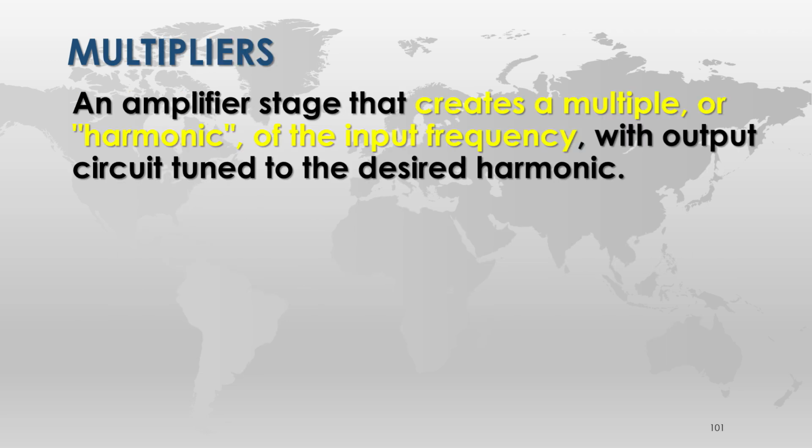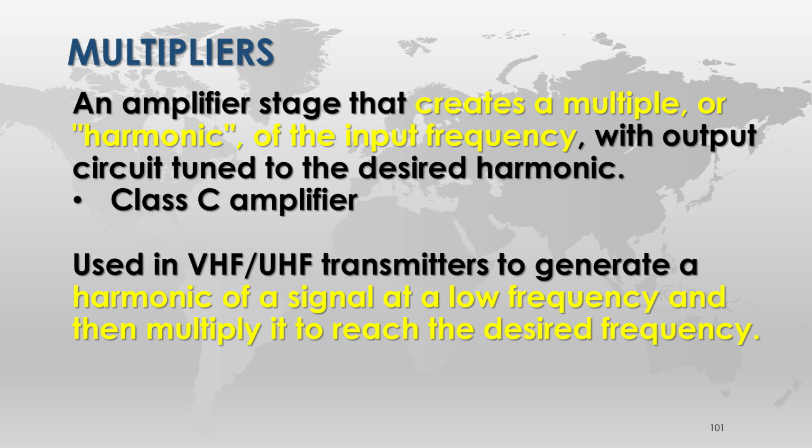Multipliers. An amplifier stage that creates a multiple or harmonic of the input frequency, with the output circuit tuned to the desired harmonic. A multiplier creates a multiple or harmonic of the input frequency. You have a Class C amplifier. That's what that is. Used in VHF and UHF transmitters to generate a harmonic of a signal at a low frequency and then multiply it to reach the desired frequency.